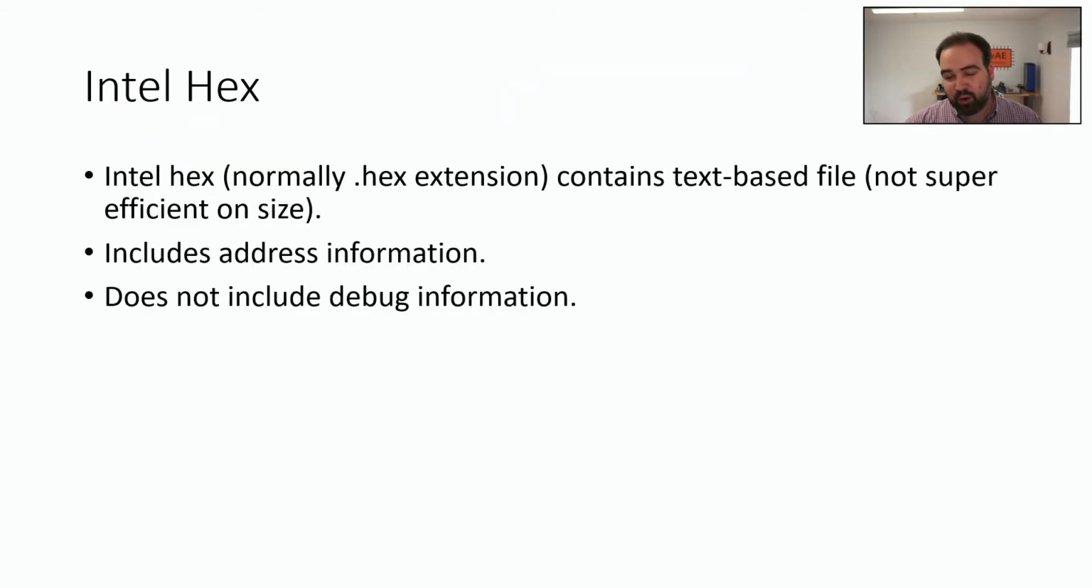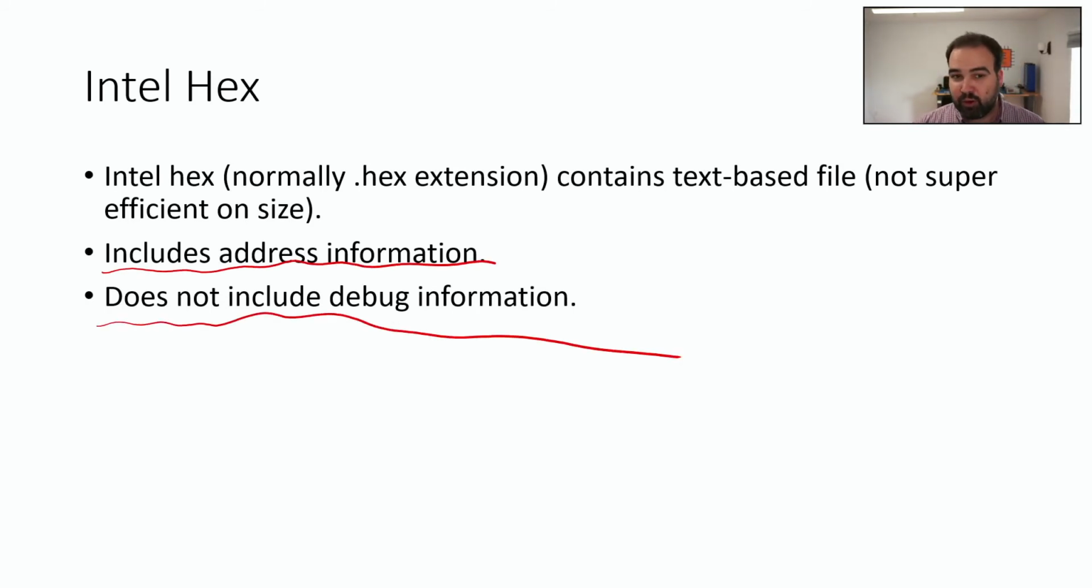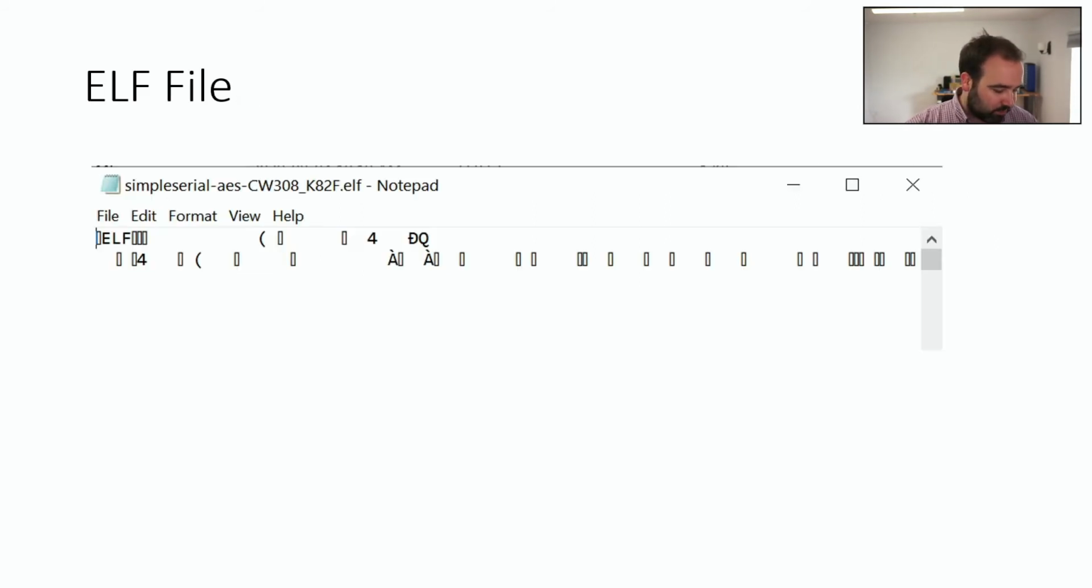So it's not super efficient on size because it translated that bin file to text. But on the plus side, it includes address information, but it doesn't include debug. So the file format itself doesn't really have a way to include debug information. So the final version is going to be the ELF file.